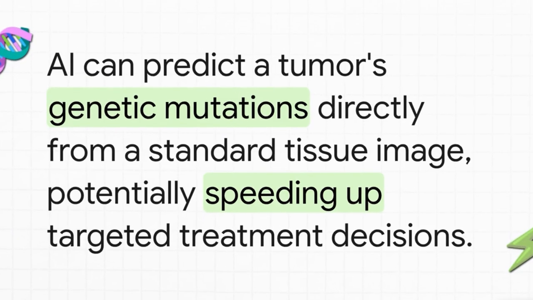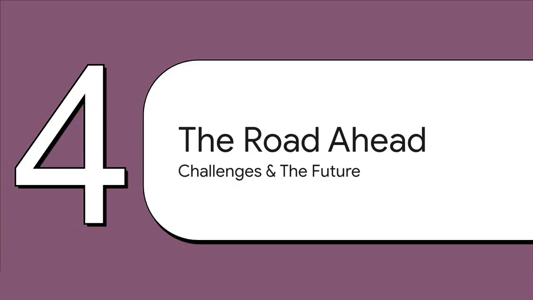Now get this. This is where it feels like sci-fi. We are already at the point where an AI can look at a standard tissue slide and predict the probability of specific genetic mutations in a tumor. This could totally change the game, getting patients the right targeted therapy way faster without waiting weeks for separate genetic tests. It's huge.